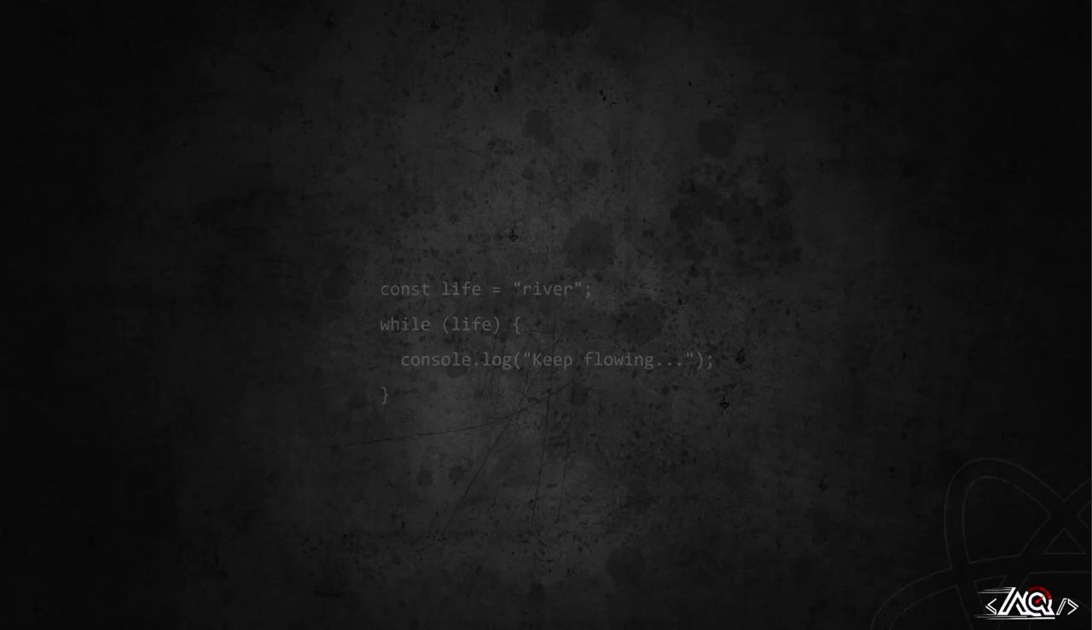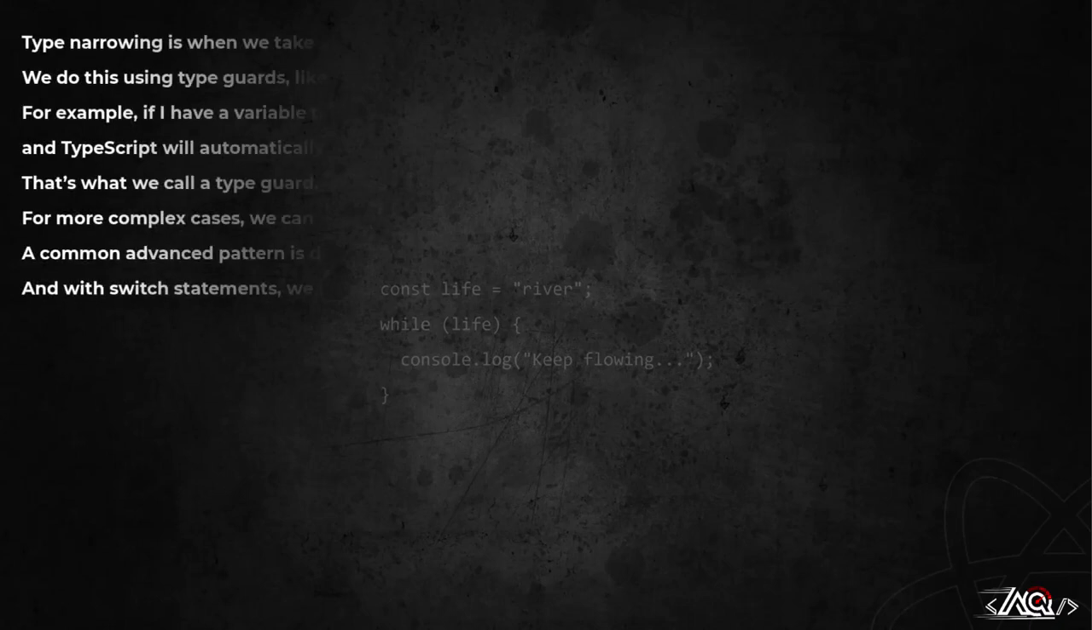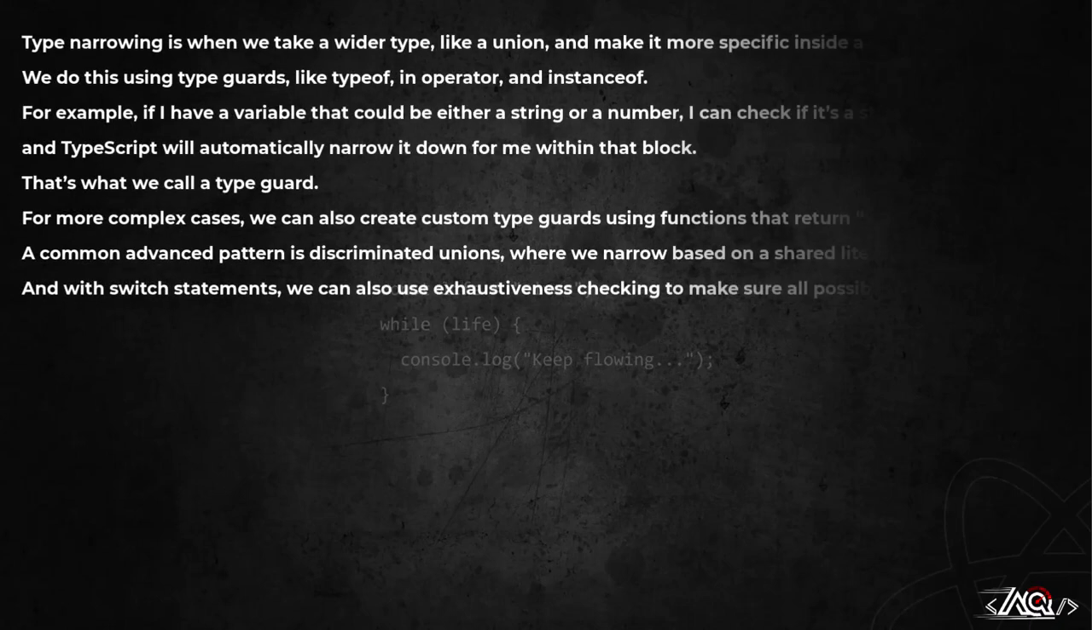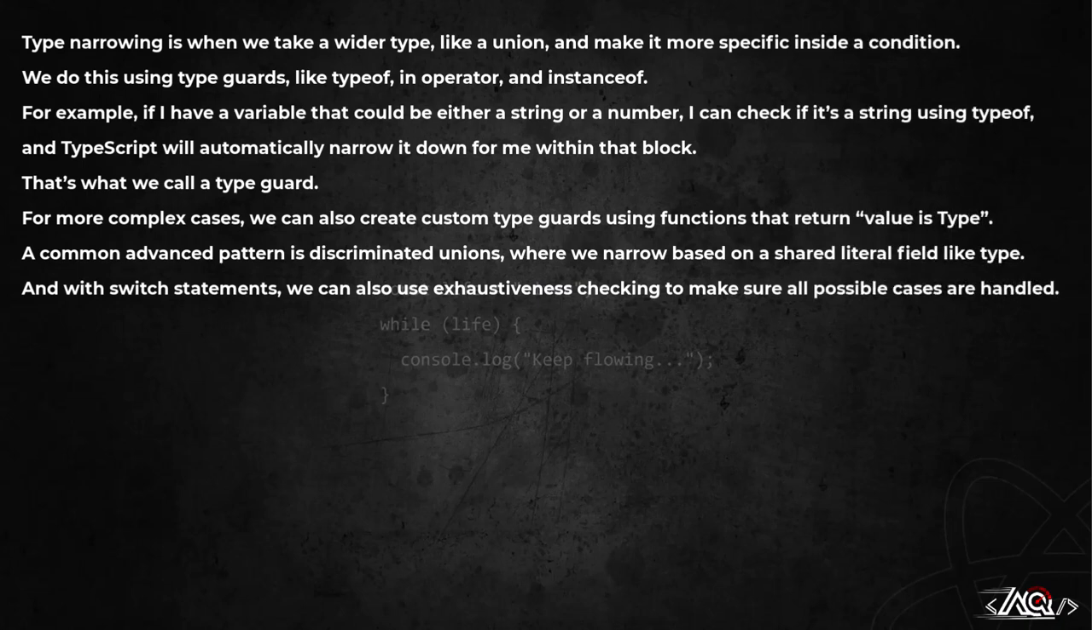Alright, let's build an answer you can say in the interview. Type narrowing is when we take a wider type like a union and make it more specific inside a condition. We do this using type guards like typeof, in operator, and instanceof. For example, if I have a variable that could be either a string or a number, I can check if it's a string using typeof, and TypeScript will automatically narrow it down for me within that block. That's what we call a type guard.